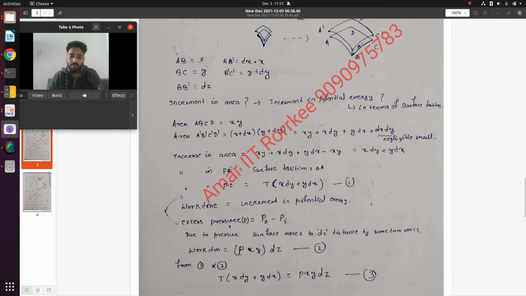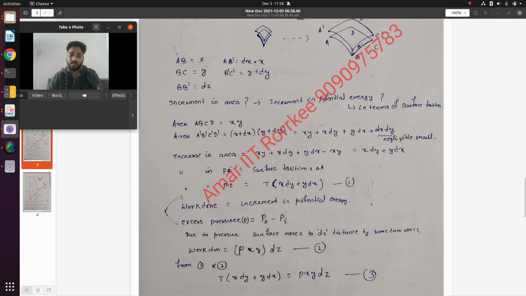So what is the excess pressure? Excess pressure is the difference between the outward pressure and the inward pressure. Due to this pressure, the surface moves a dz distance. Okay, this is B to B prime. So some work has been done. The expression of work done is P into xy into dz. This is pressure into area, which is force, and dz is the displacement. So the work done is P into xy into dz.